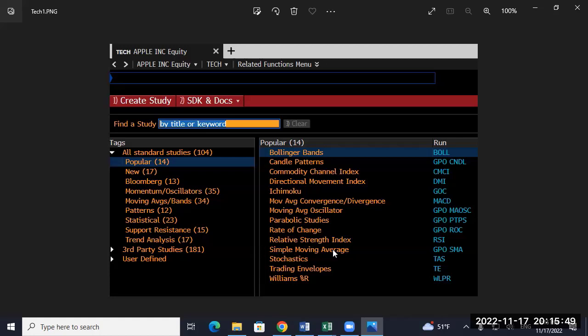Simple moving average is what we just did. If you don't want to do what I just did, you just click on that one and it'll bring it up for your stock. Stochastics, trading envelopes. I don't know what that one is. Williams Percent R. I have no idea what that is. But you have plenty of choices.